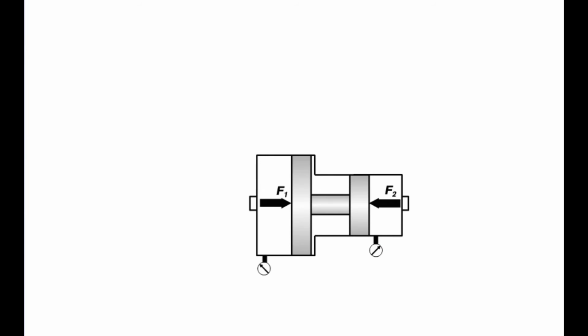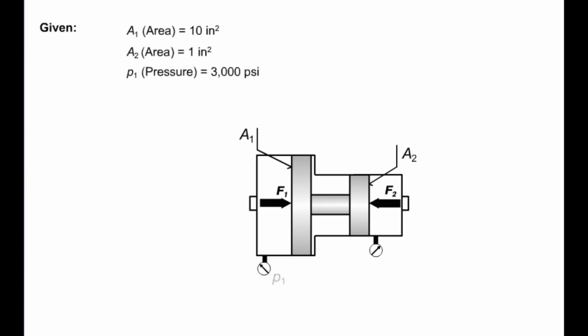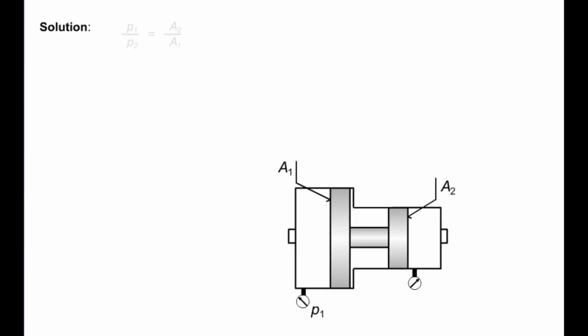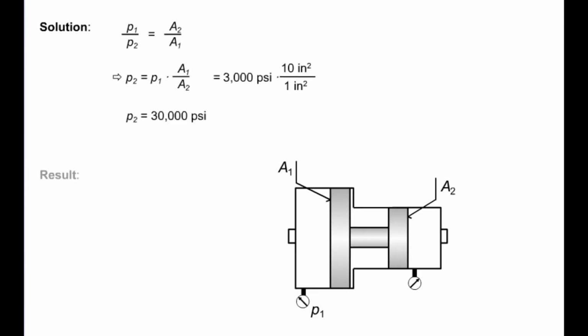Again, a simple calculation for this. Given a hydraulic intensifier having piston surface areas of 10 square inch and 1 square inch, the inlet pressure P1 equals 3000 psi. What will be the value of the exit pressure P2? To solve the problem, we must first rearrange our formula for force equilibrium in order to isolate the required variable. The calculation results in a pressure value of P2 of 30,000 psi.